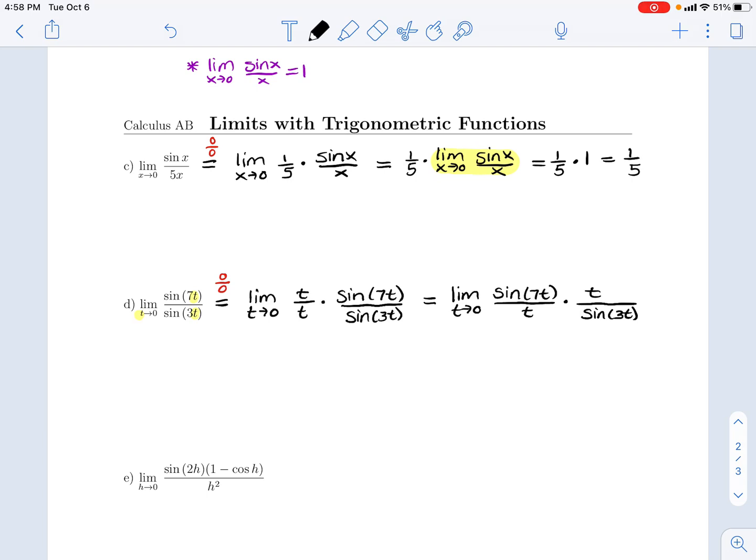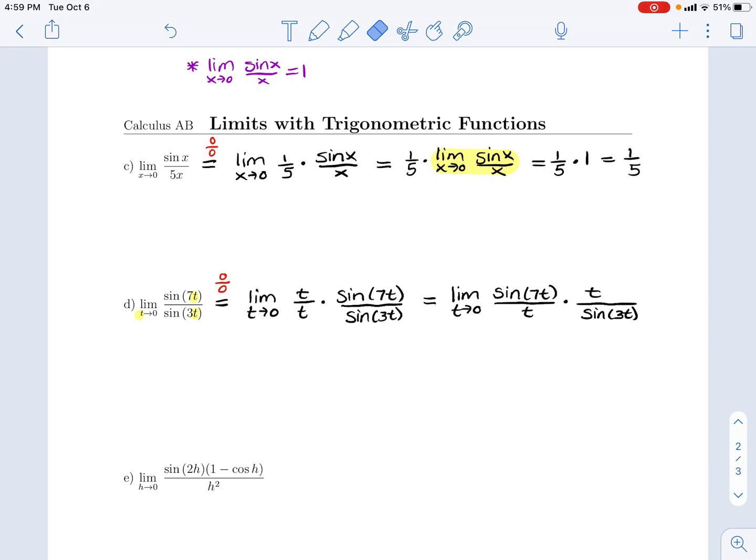And so let's step back and just make sure that these things are in fact equal. Let's think about this, right? If I multiply across t times sine of 7t, that's the same thing as sine of 7t times t, right? So we're good there. Same thing with the denominator. If I do t times sine of 3t, that's the same thing as t times sine of 3t, right?